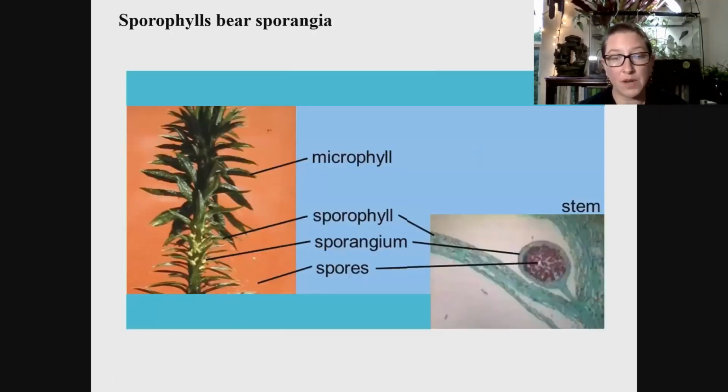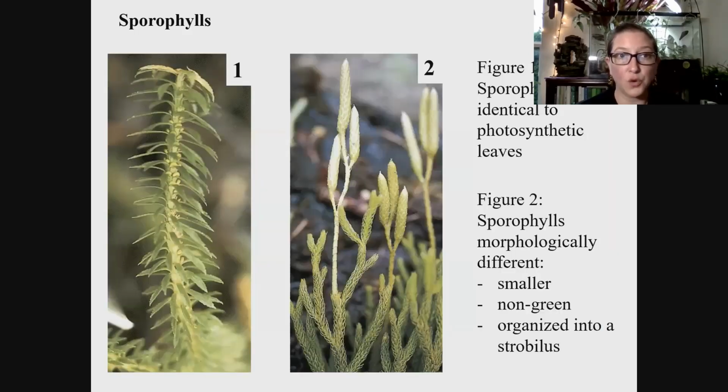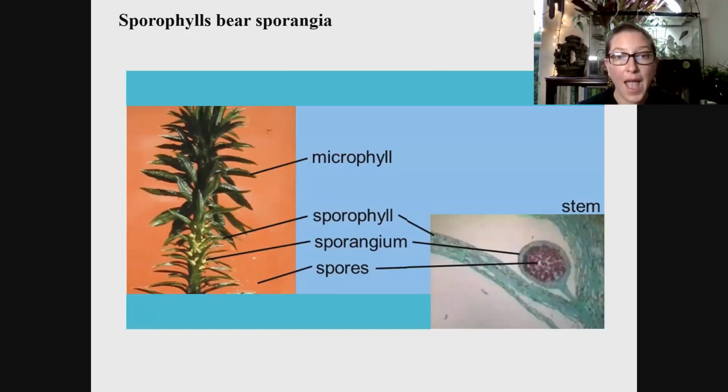This is the same thing again, but a different way to look at it. On the left here, that is like your Figure 1, right? And you notice some of the leaves toward the top of that plant don't have sporangia on them. So we just call them regular microphylls because they don't have any sporangia on them. But below those are some microphylls that happen to have sporangia on them. And so we call them a sporophyll. Remember, phyll is leaf.